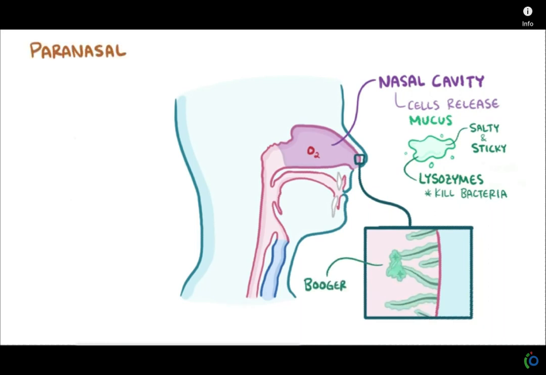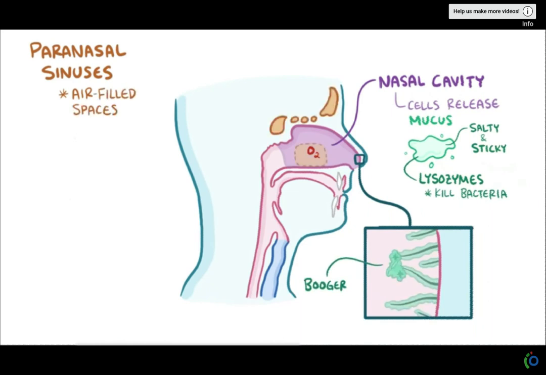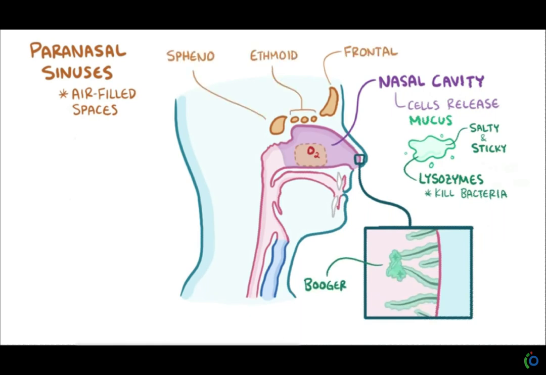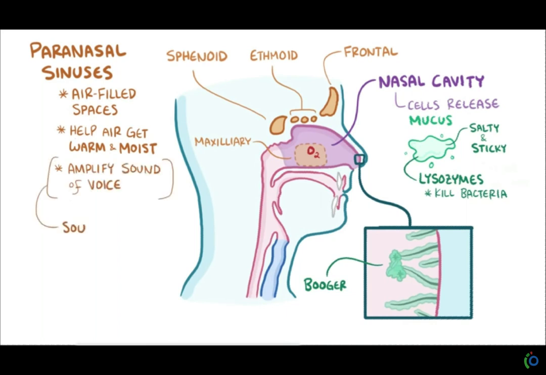The nasal cavity is connected to 4 sinuses, which are air-filled spaces inside the bones that surround the nose, called the paranasal sinuses. There's the frontal, ethmoid, sphenoid, and maxillary sinus. Those sinuses help the inspired air to circulate for a bit so it has time to get warm and moist. They also act like tiny echo chambers that help amplify the sound of your voice. And this is why you sound so different when you plug your nose, or if they get clogged with mucus during a cold.